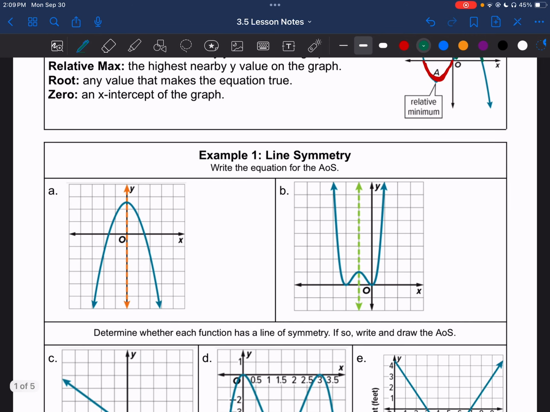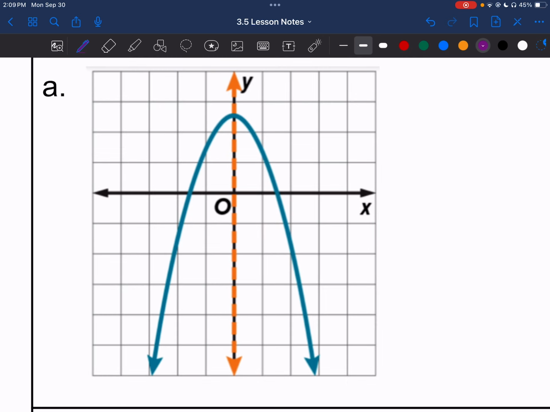So for examples A and B, we are given the fact that there is a line of symmetry here. And so in letter A, it's dashed in this kind of orange color. And we see that the left side is exactly the same as the right side as you look at it. So the equation that would represent that, we need to have x is equal to a number. So the number that the line is on is x equals 0, otherwise known as the y-axis. So this is symmetrical across the y-axis. As you look on the left side and the right side, you're going to the exact same places, to the left and to the right.